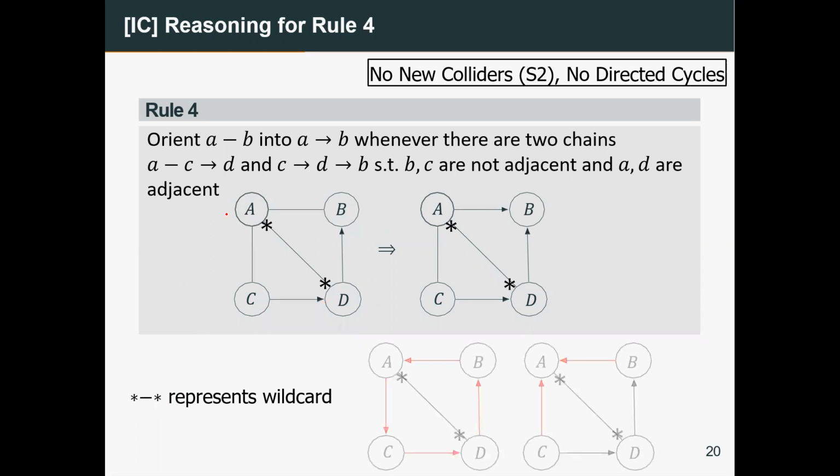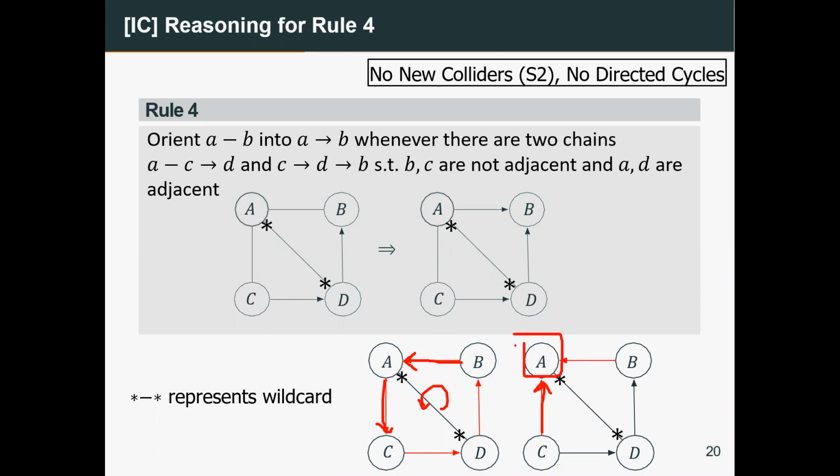So just like before, we reason about this by considering the alternatives. If we oriented the undirected edge from A to B so that B goes to A, in this direction here, there's only two different possibilities for the edge AC. Either it goes down or it goes up like this. If it goes down, then we have a cycle. If it goes up, then we have a collider.